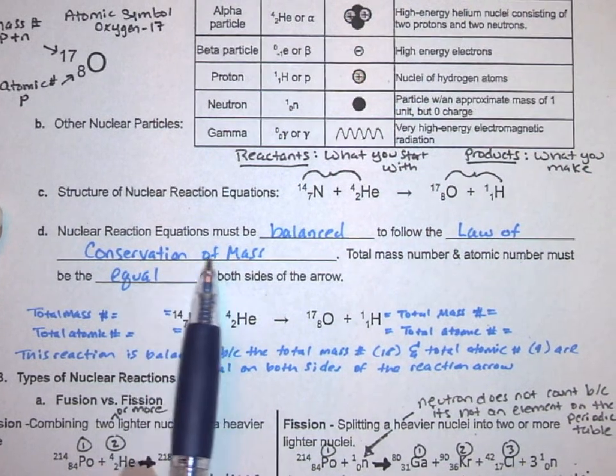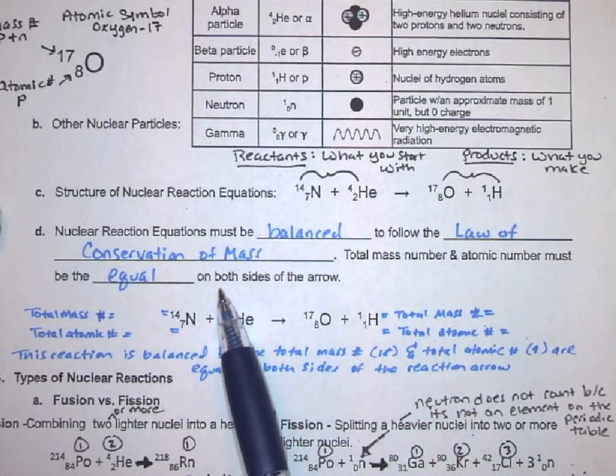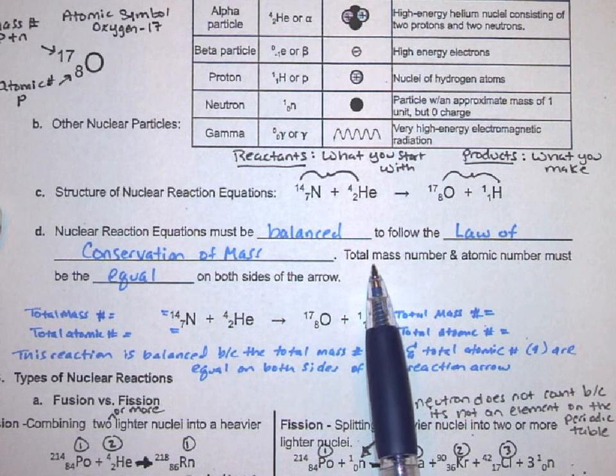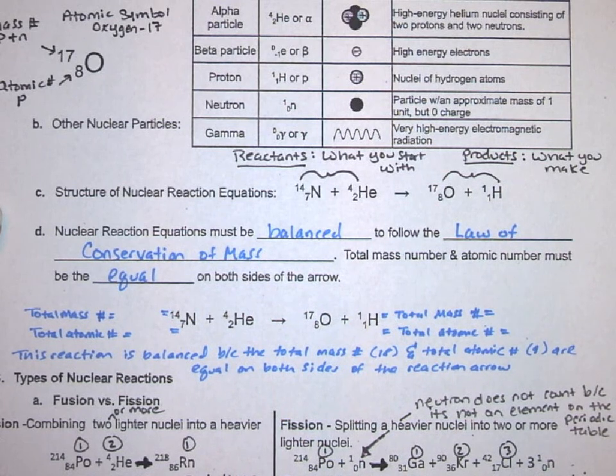So first off, nuclear reaction equations must be balanced. And that's because they have to follow the law of conservation of mass. So that means the total mass number and atomic number must be equal on both sides of the arrow. Remember, if you need to, pause the video, copy down any notes.